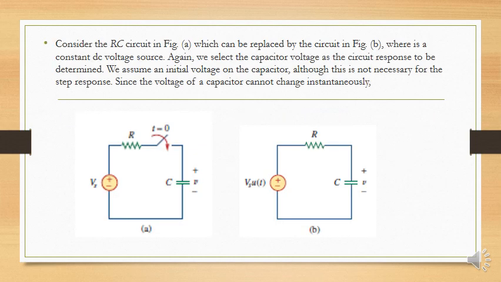Now, what are we going to do? We are going to consider the same simple RC circuit. But the difference is we have also applied a source over here and a switch over here, right? So, consider the RC circuit as shown in figure A, which can be replaced by the circuit in figure B. If we close the switch, this circuit can be replaced like this. We have a constant DC source.